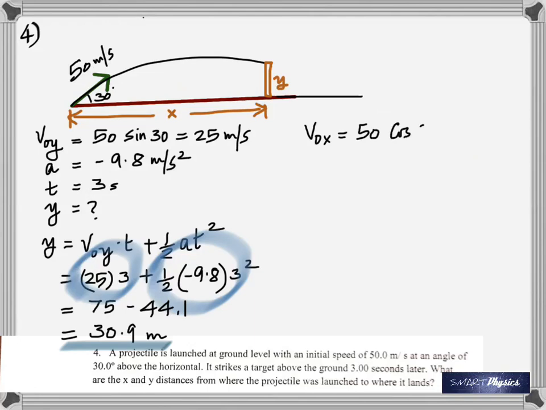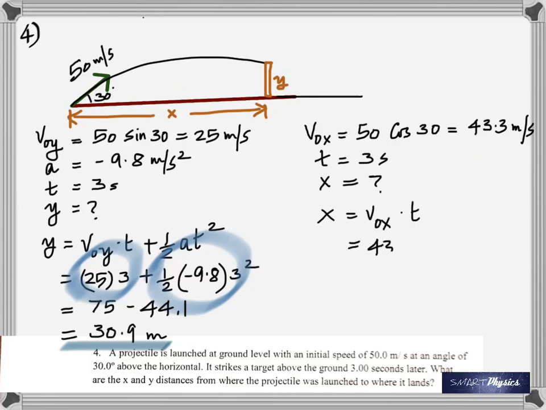Now, to find the x distance, remember the horizontal velocity is a constant. It is 50 cos 30. It's a constant, so the only equation that you can use is multiply that velocity with the time. 43.3 multiplied by 3. It's 129 meters.